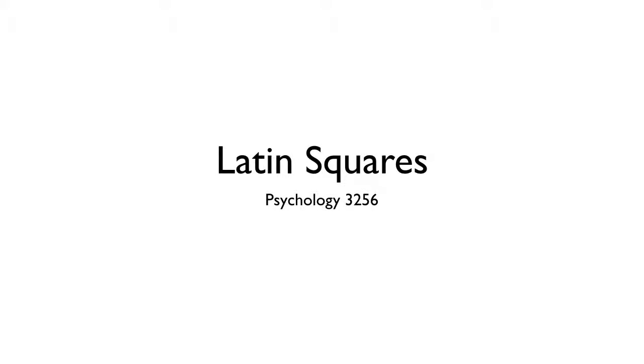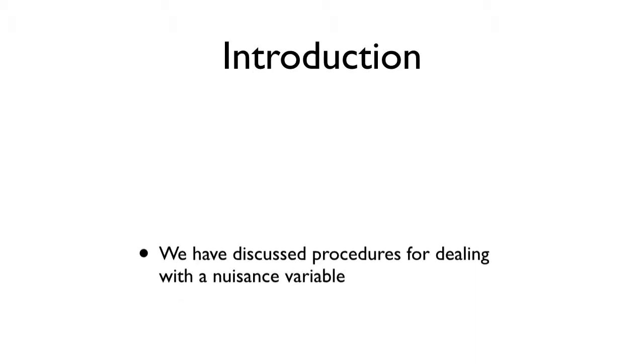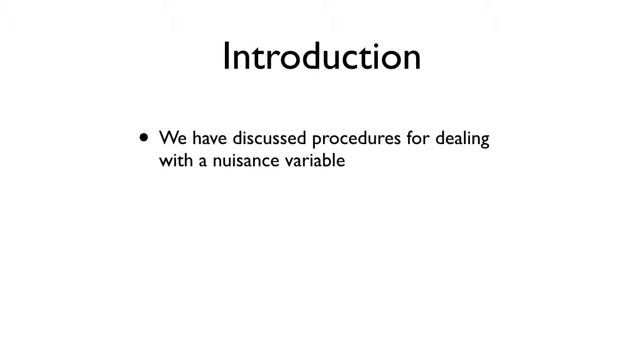So here's another crazy design. This is called a Latin square. We've talked about procedures for dealing with a nuisance variable, right? Blocking. You get heterogeneity of experimental units, you get people that are the same on some variable. What was it? Experience, knowing a second language to test second language learning ability was a nuisance variable, and we blocked on that, and that would work pretty well.